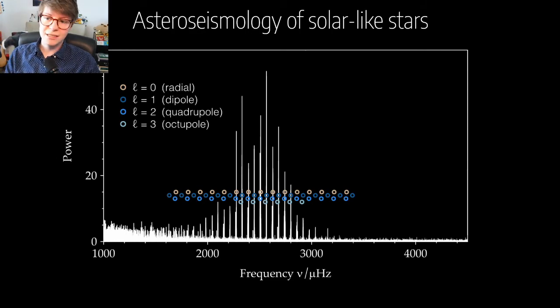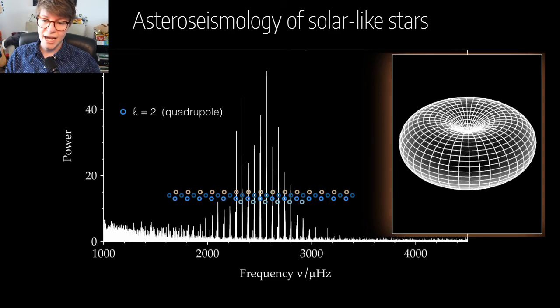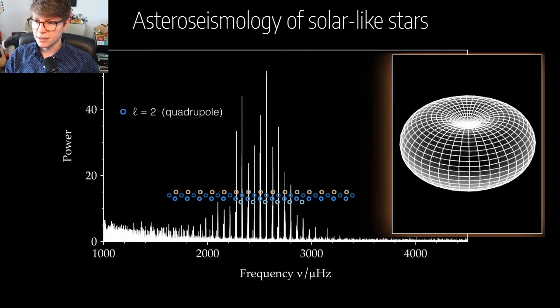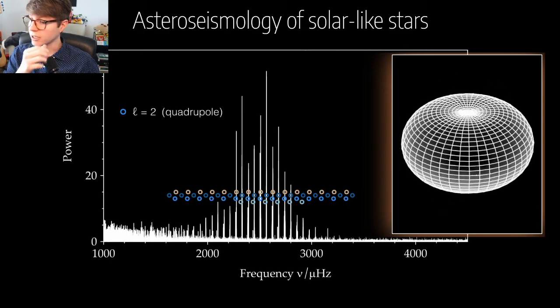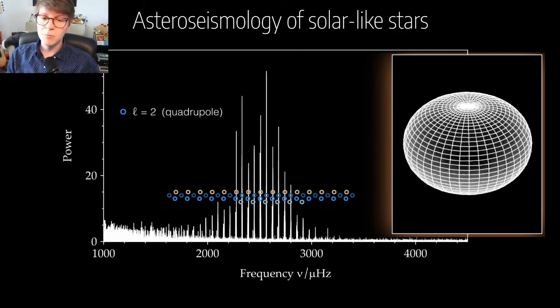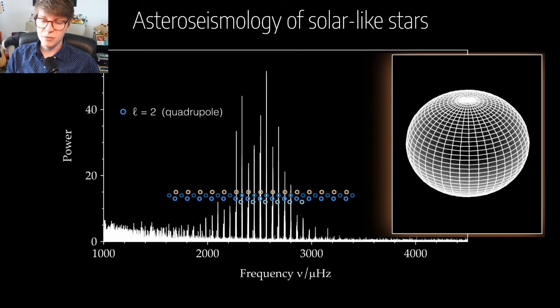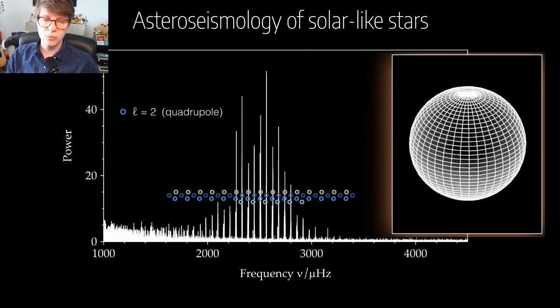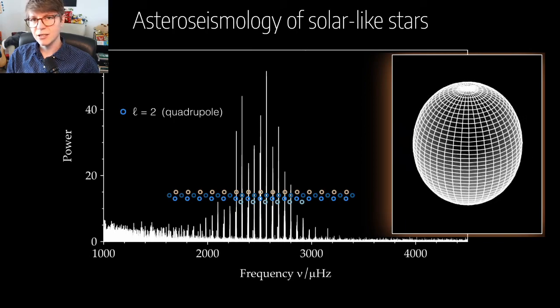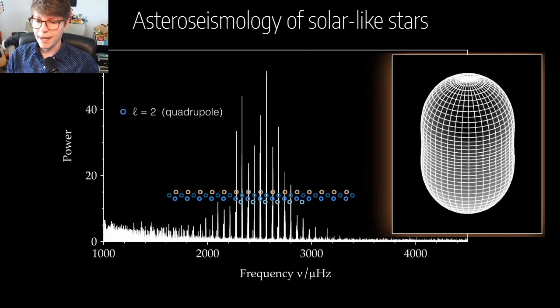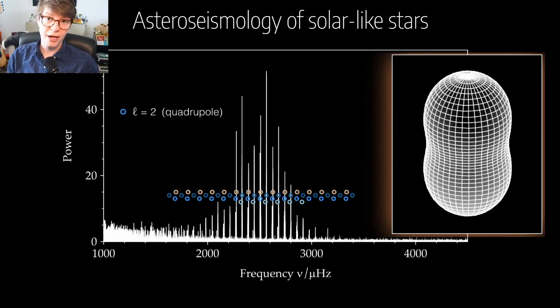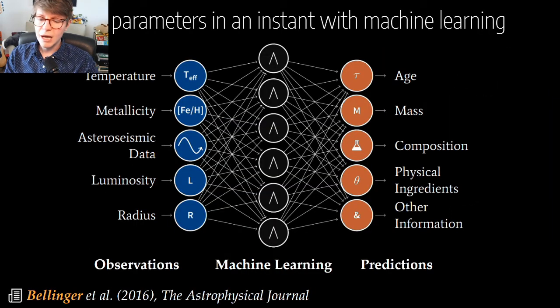And what do these oscillations look like? Well, here's a highly exaggerated picture of what a quadrupolar oscillation mode looks like. So these are the L equals 2 modes, the modes with a spherical degree of 2. And modes like these and the other modes grant insights into the internal properties of the stars, which we can then use to infer information about their evolutionary history, their masses, and their ages. So how is this done?